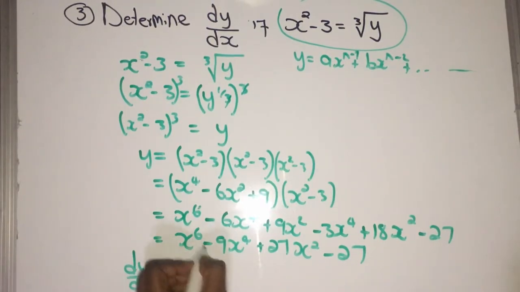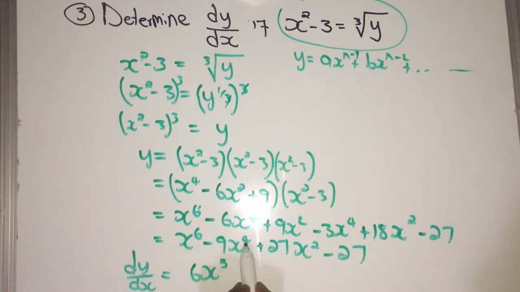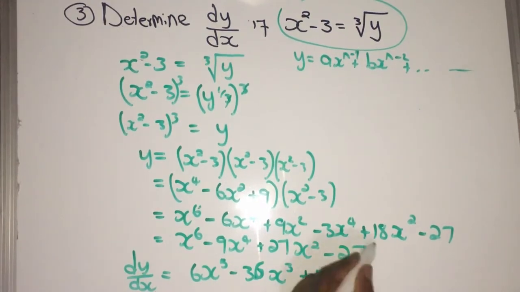and then 6 minus 1 give 5. Okay, so more than 4 multiplied by 9, so in fact 36, so we're gonna lay minus 36 x to the 3. Okay, and then more 2 by 27 alpha plus 54x. Okay, now derivative of a constant that's 0 as we won from the previous example. So now this is your final answer.